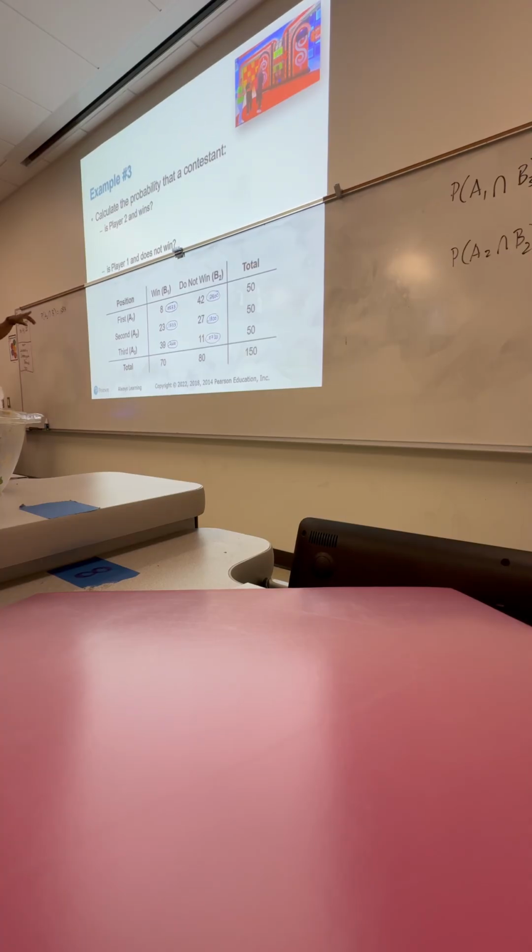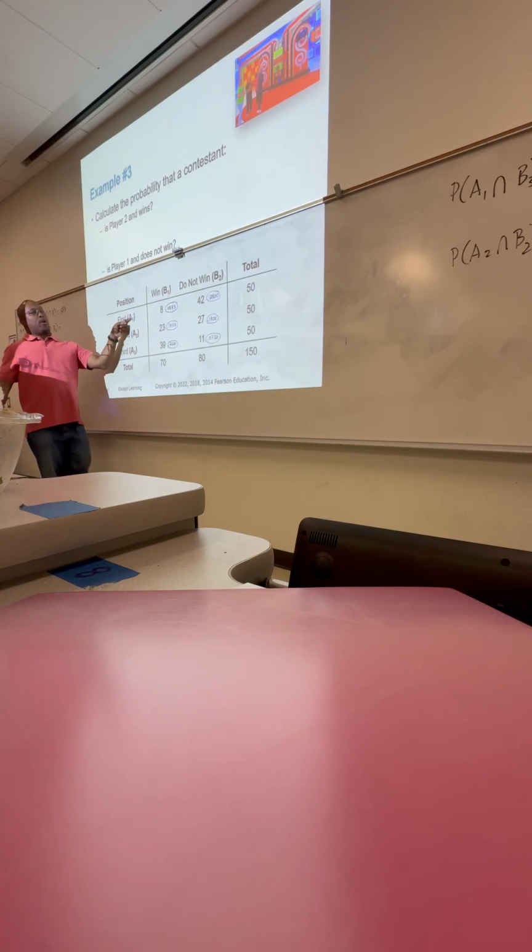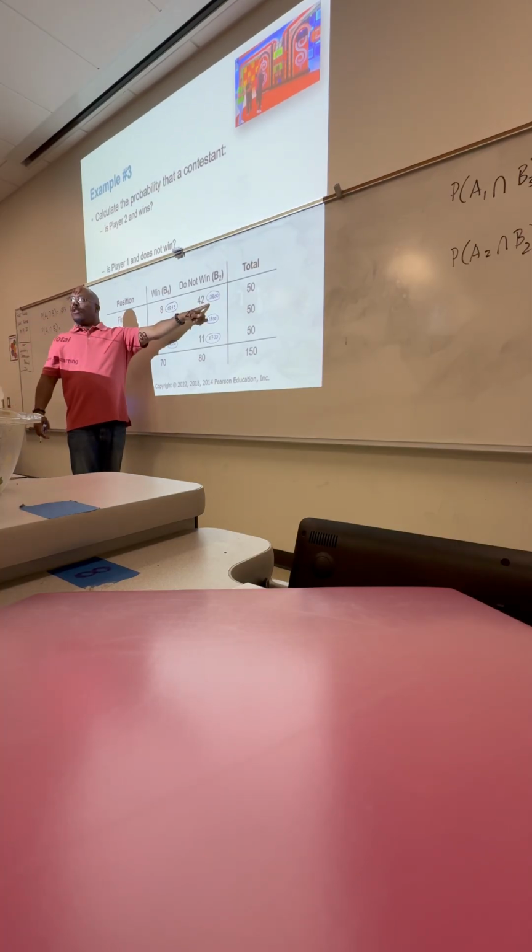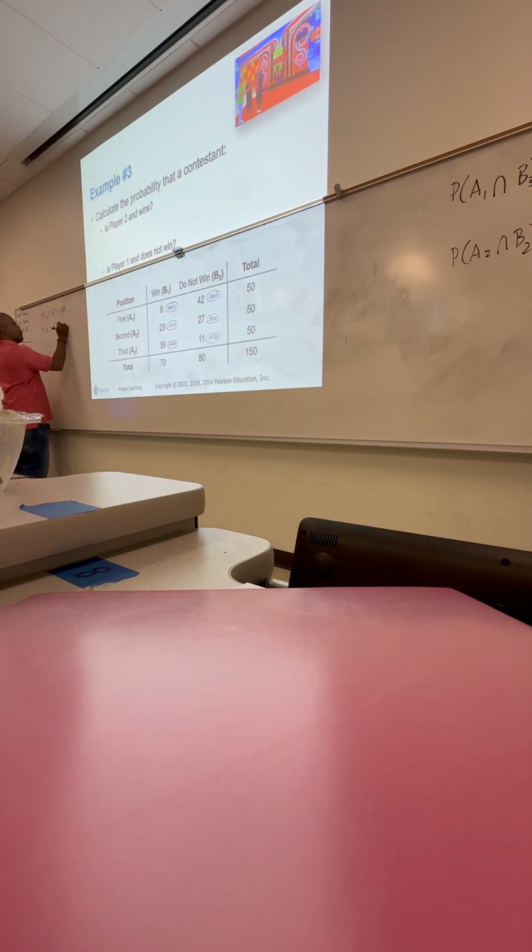All right. What about this next one? Calculate the probability that a contestant is player 1, so that's A1, and does not win, so that's B2. So first player and does not win. So you should tell me 0.28, 28%, that's right. And you know it ain't that simple, okay?